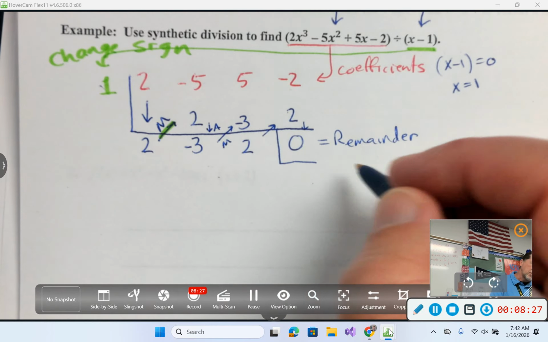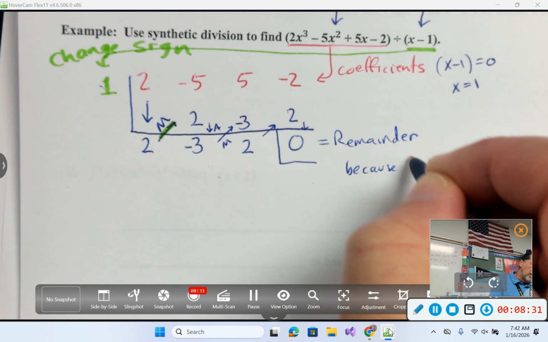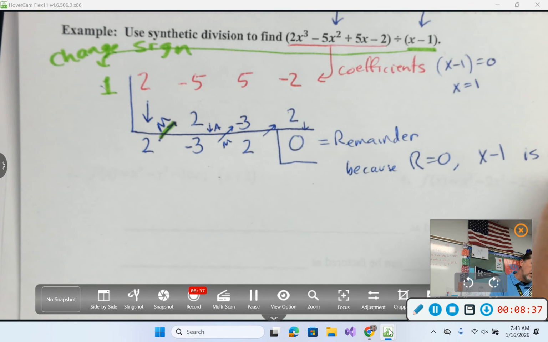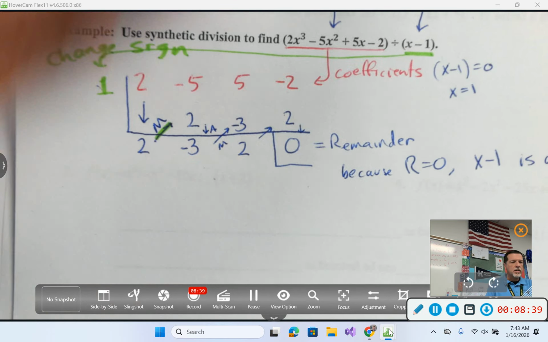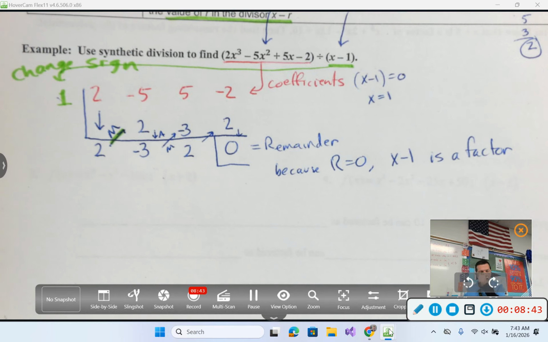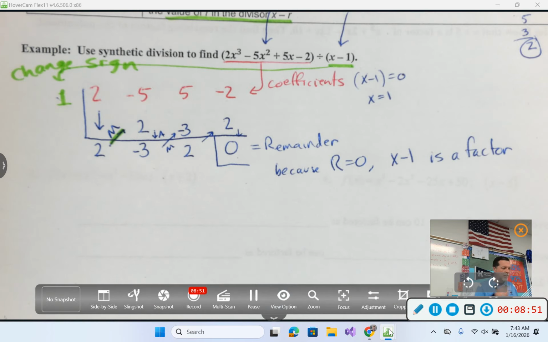And for this particular problem, because r equals 0, that means x minus 1 is a factor. So if you get a remainder 0, that means you found a factor.